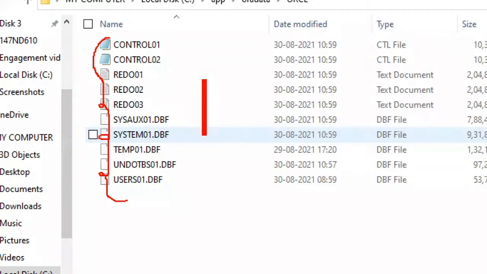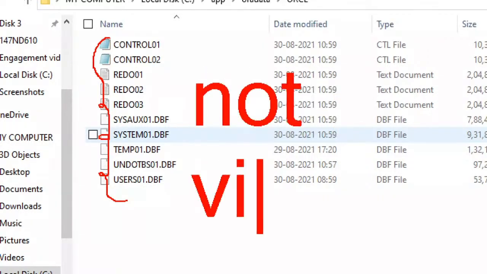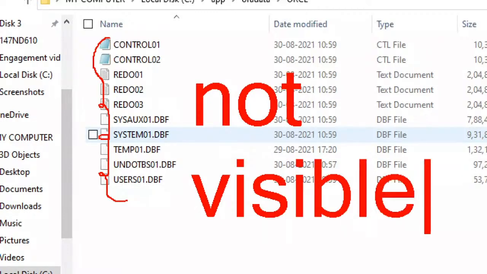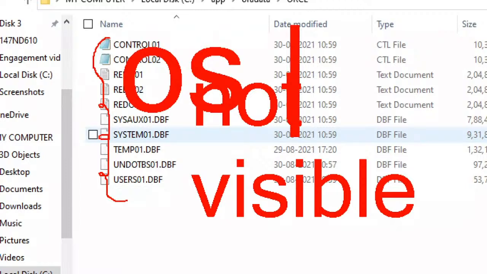Z is the table I'm giving only. Is that table visible in the operating system or not visible? Very good. Not visible. You are observing, it is not visible. That's why a structure which is not visible in the operating system, OS, is called a logical structure.